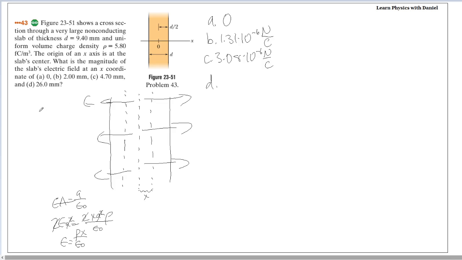Part D is interesting because this Gaussian surface will now be outside the slab. However, what we need to notice is that the area does not change because the area does not depend on the thickness of our Gaussian surface. And also, the charge does not change from part C because part C also encloses the entire slab. So the area doesn't change, the charge doesn't change, epsilon 0 doesn't change. So we should get that at 26 millimeters, the electric field is still 3.08 micronewtons per coulomb.